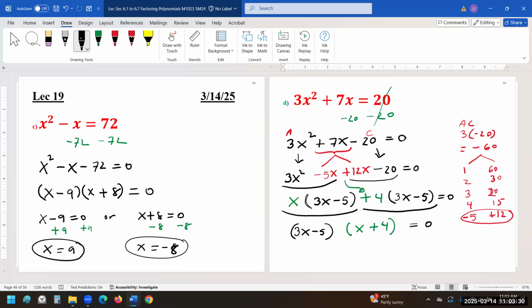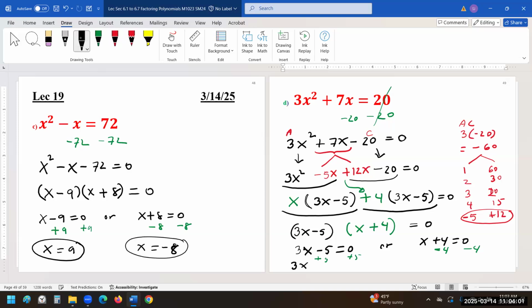Now we have product of two factors equals 0. That means one of them has to be 0. We don't know which one, so we set each of them to be 0. So first factor 0, or probably the second one is 0. We don't know which one. So to solve, we need to add 5 to both sides. And here we need to subtract 4 from both sides of the equal sign.